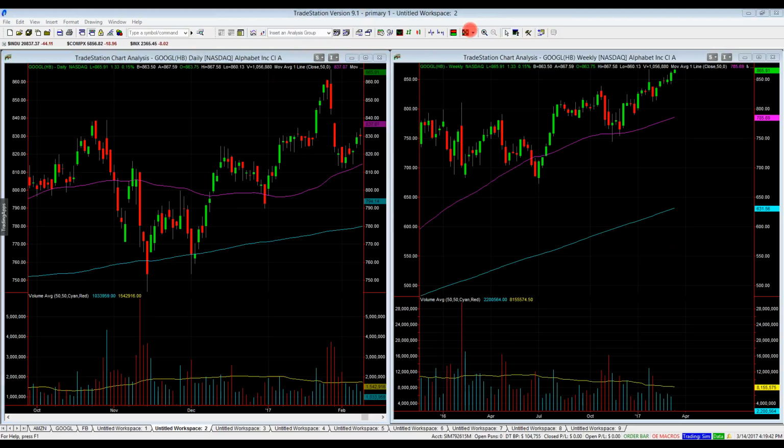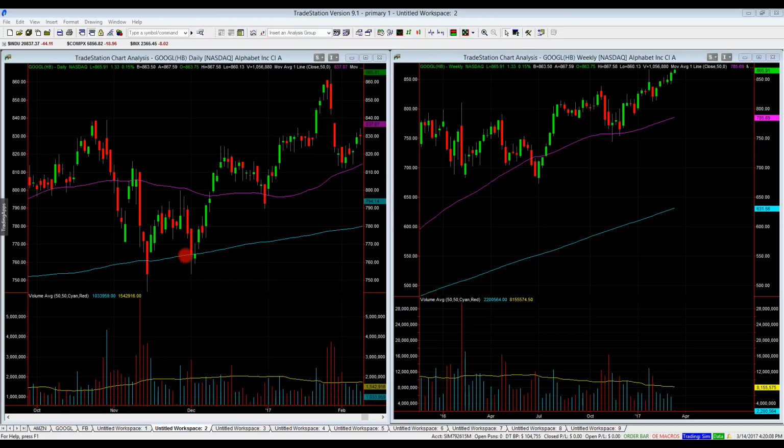Another example, all of these are going to be side-by-side views with the daily chart on the left-hand side and the weekly chart on the right-hand side. You look at Google here. Left-hand side, we lose that 50-day moving average in November around the same time that Facebook lost the 50-day moving average. But it was kind of holding the 200-day moving average.